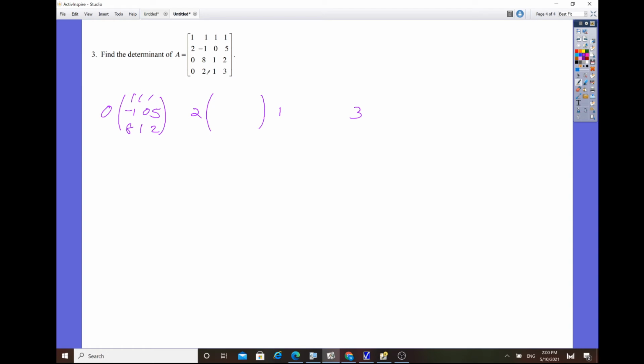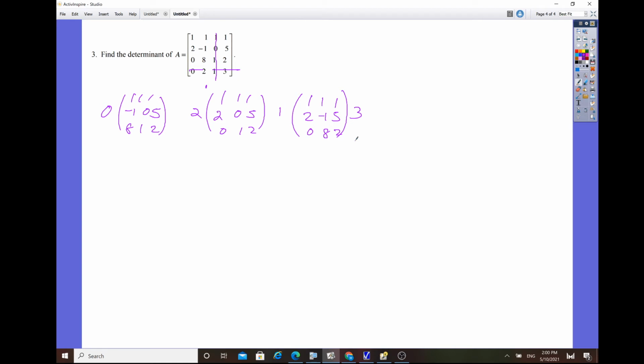Corresponding matrix for entry number 2 right here. So we do have 1, 1, 1. So cover the bottom row and then cover the second column. You'll see the rest of the numbers for the 3 by 3 matrix. So 2, 0, 5, and then 0, 1, and 2. And then for 1 here, similar. Cross out the bottom row and cross out the third column. And then you'll see the rest of the numbers for the 3 by 3 matrix. So we do have 1, 1, 1, 2, negative 1, 5, and then 0, 8, and 2.